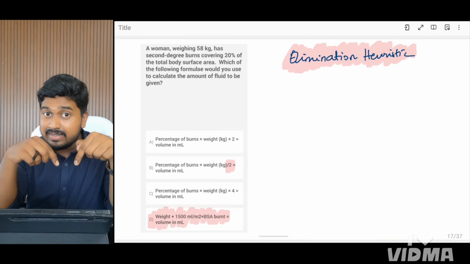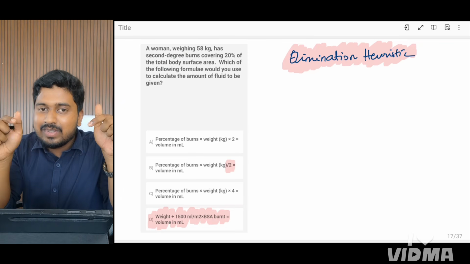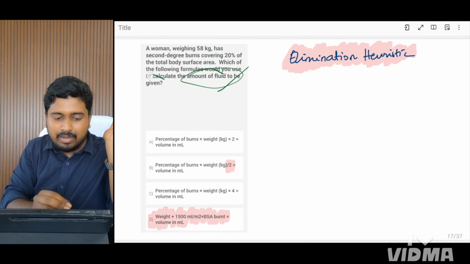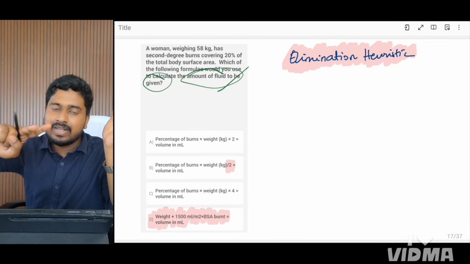Next, see this particular question. Very important. This is exactly the reason why you should use these MCQ solving tricks, okay? So this is basically asking what is the amount of fluid to be calculated for burns, okay? Now there are two things straightforward. You can cancel out two options.